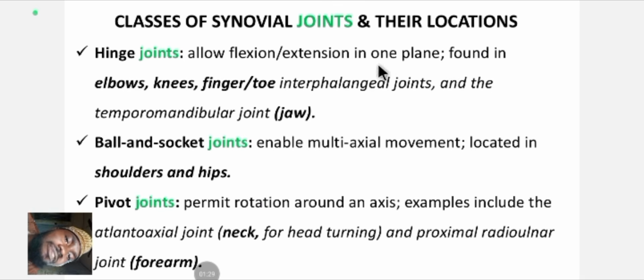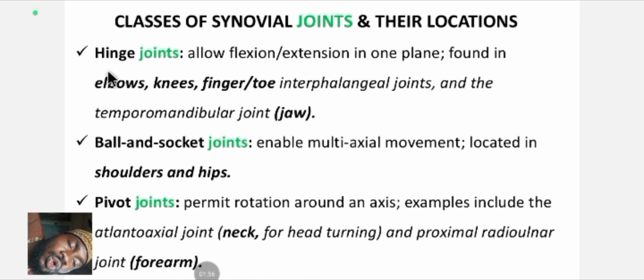And where do you have these kinds of joints? The hinge joint mimics the hinge of a door. You know the hinge of a door. The way the door opens, the only direction that the door can move towards is the only direction that this joint can move towards. All right. So flexion is contraction of muscle. Extension is relaxation of muscle.